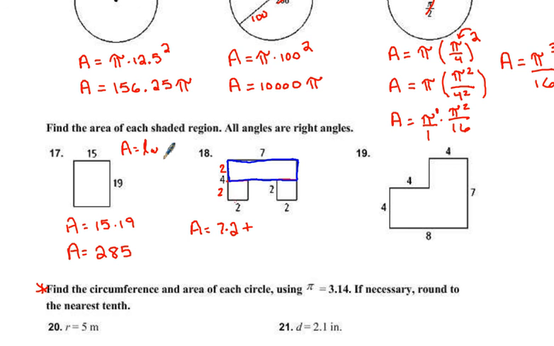Plus, we're going to find the area of this little square right here, which is just 2 times 2. Plus the area of this little square, which is 2 times 2. And then you just do the math. That would be 7 times 2 is 14. 2 times 2 is 4. And 2 times 2 is 4. If you add all those up, your area is going to be equal to 22 square units.